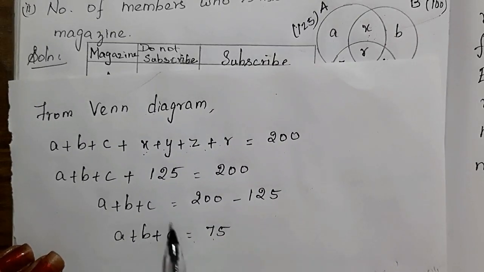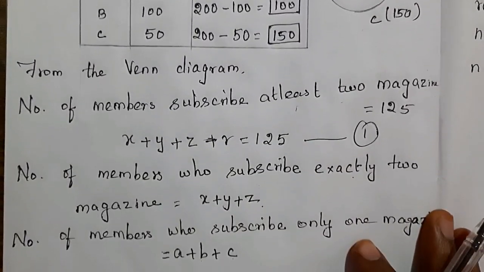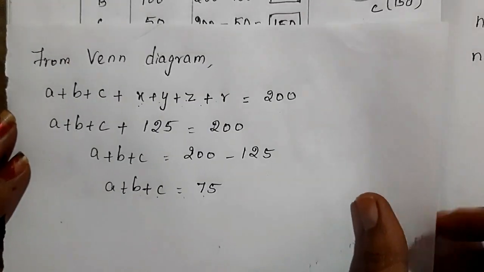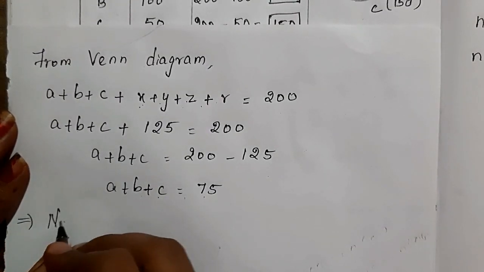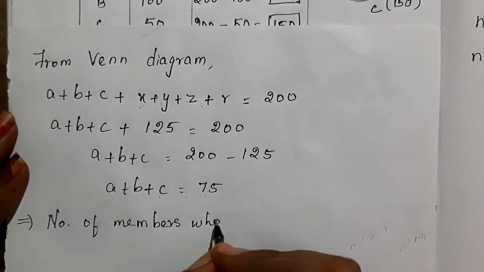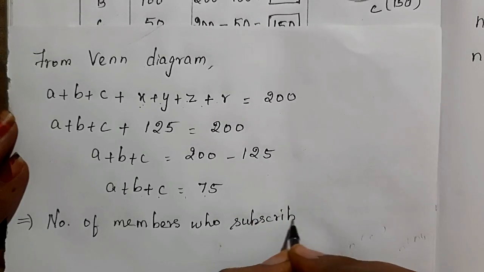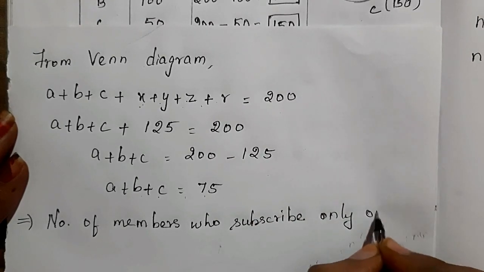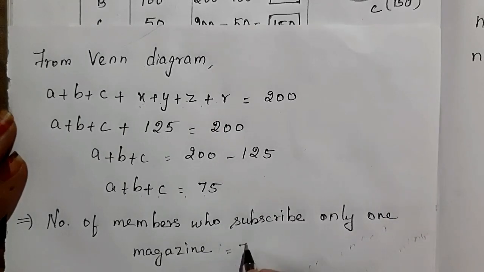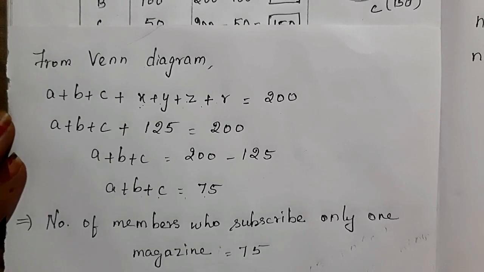What is a plus b plus c? The number of members who subscribe to only one magazine is a plus b plus c. That we found, that is 75. So we found the second value also. That implies the number of members who subscribe to only one magazine equal to 75. So we found both.